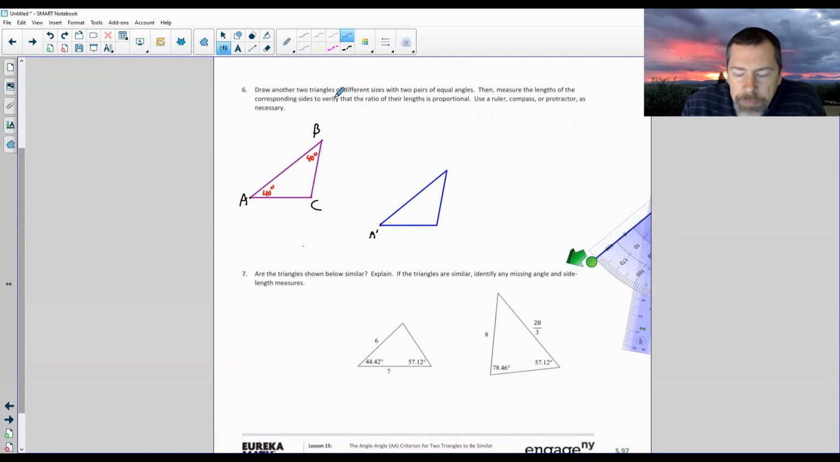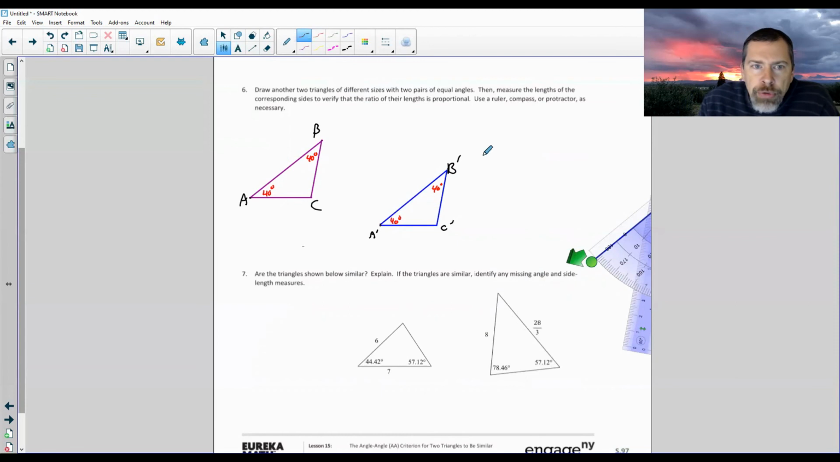They should be similar. The measure of angle A prime and B prime, I just did that, so I don't need to measure them. I used a tool to make it. I don't need to remeasure it. Those are 40 degrees and 40 degrees. Because of that, angle C prime has to be 100 degrees. I don't even have to measure that.